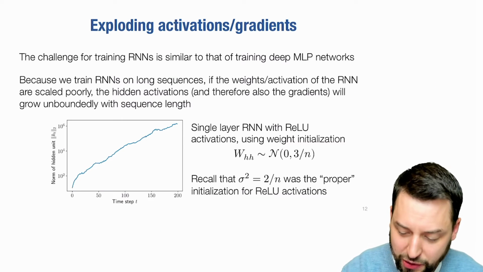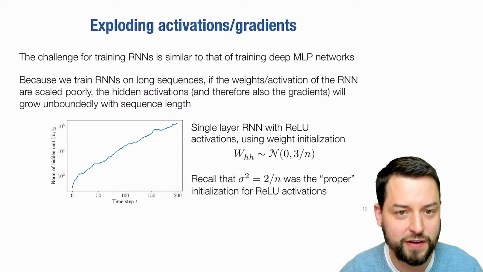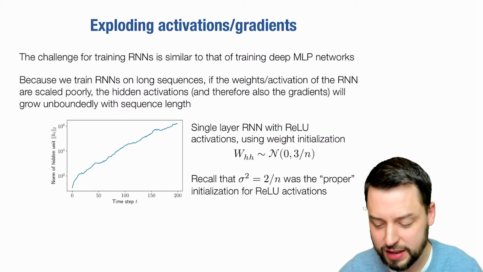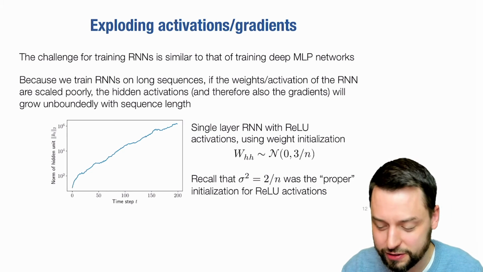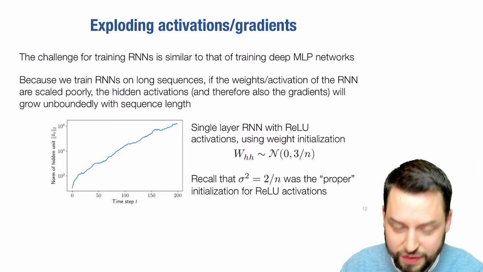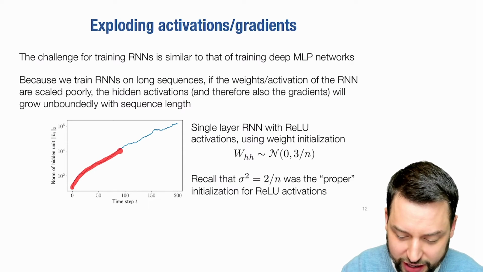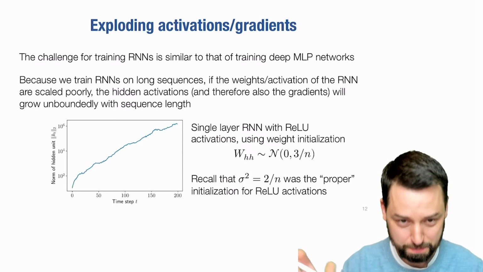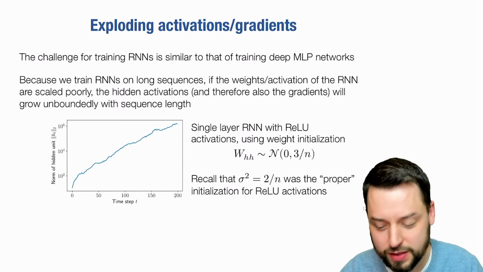I've initialized that with too big an initialization for ReLUs. I've initialized it with variance 3 over n instead of 2 over n. If I do 2 over n initialization, it'll work, though it'll quickly diverge from that when you train these things. And what we see is that just like in an MLP, the activations increase over time. They're blowing up, and the end result is you would get NaNs if you try to actually train this.